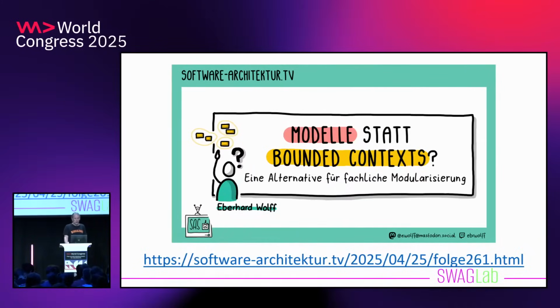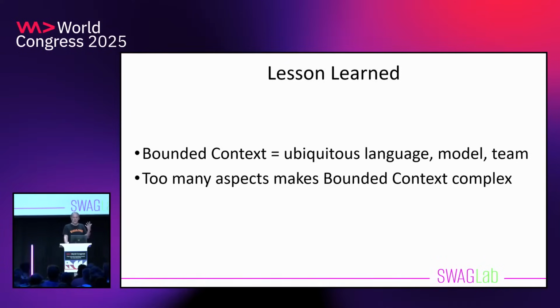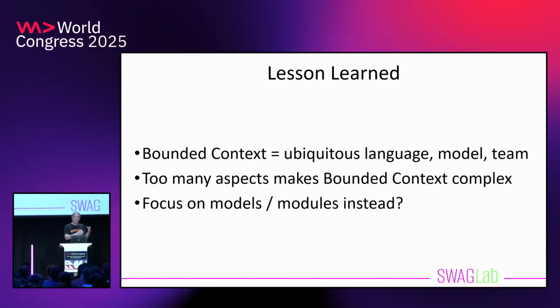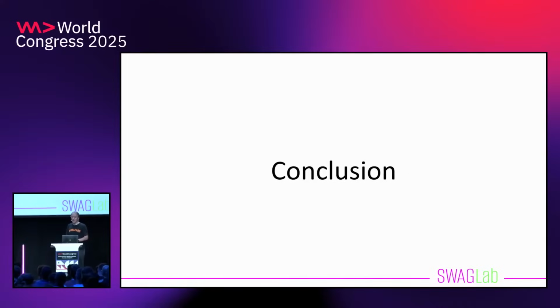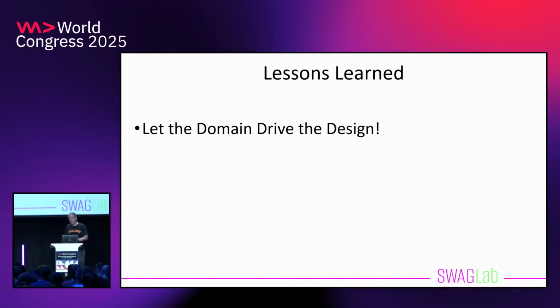So the lesson learned here is bounded context has these three things to it: ubiquitous language, model, and team. And I think this is much too much. We should probably focus on building functionalities in modules. We should stay away from creating things that only handle some piece of data. And therefore, my conclusion of the talk is, well, domain-driven design is about letting the domain drive the design.